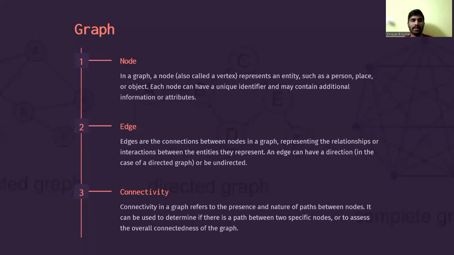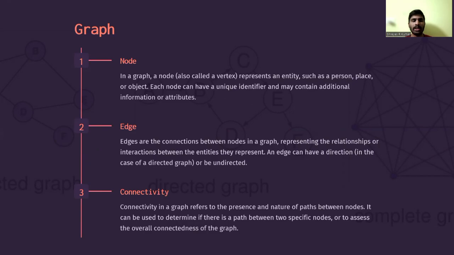Now let's see graphs. The first concept in graph is node. In a graph, a node, also called a vertex, represents an entity, such as a person, place, or object. Each node can have unique identifier and may contain additional information or attributes. Edge. Edges are the connection between nodes in a graph, representing the relationships or interactions between the entities they represent. An edge can have a direction, in the case of a directed graph, or be undirected.